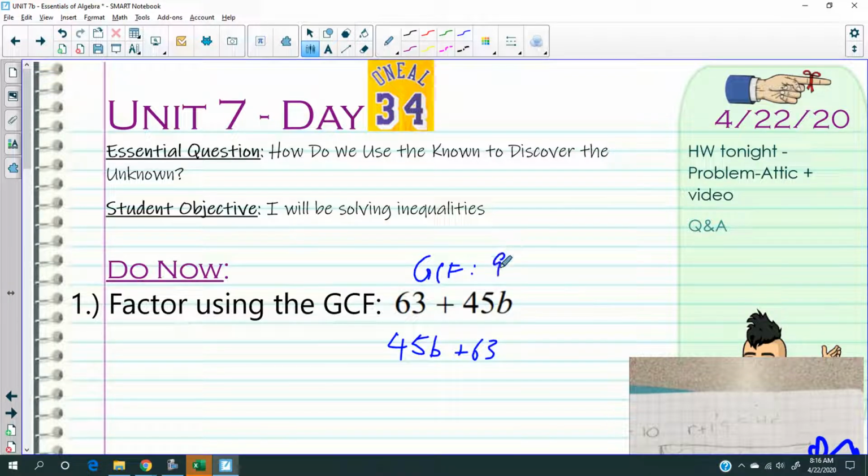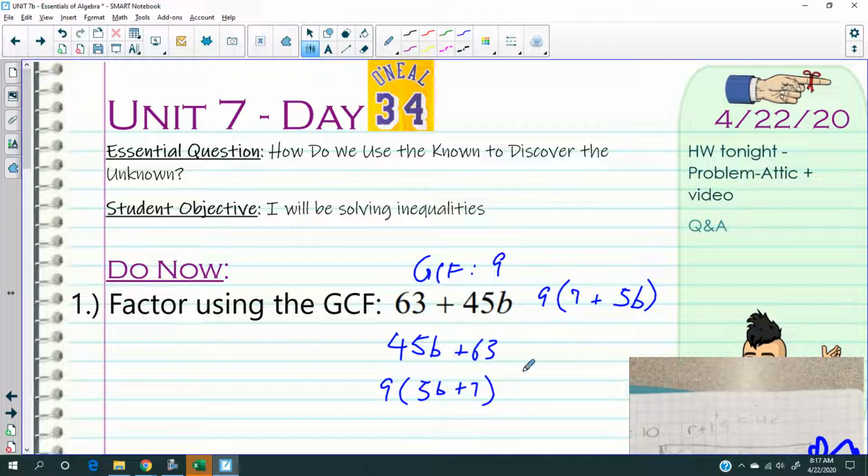Yeah, it's 9, right? So we'll write that 9, and then 9 times what is 63? Yep, 7. 9 times what is 45? Right, 5, but don't forget about the B, right? And there you have it. Okay. If you want to, you can rewrite this as 5b plus 7. All right, doesn't change anything.